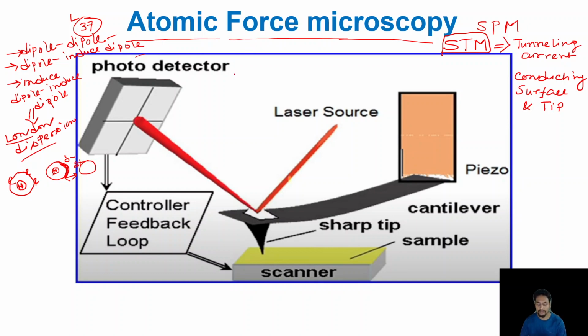So before solving this assignment 8, we will try to give a brief introduction about what is atomic force microscopy. So this is the schematic diagram of atomic force microscopy, right? So there is a sharp tip. In case of STM also there is a sharp tip. This is a sharp tip, right?